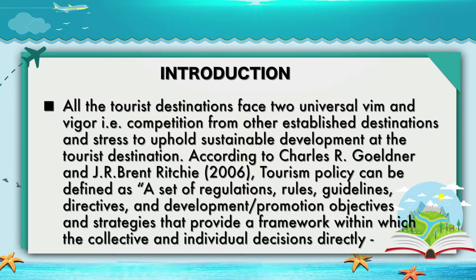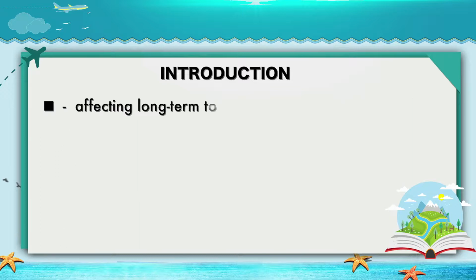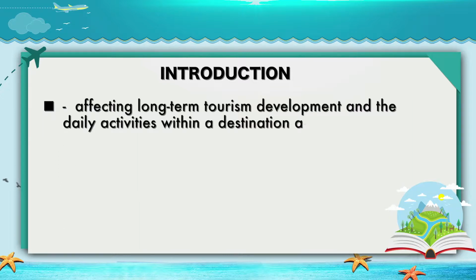According to authors Charles Gunn and Brent Ritchie, tourism policy can be defined as a set of regulations, rules, guidelines, directives, and development promotion objectives and strategies that provide a framework within which the collective and individual decisions directly affecting long-term tourism development and the daily activities within a destination are undertaken. In this light, dear learner, let's have a look at the National Tourism Policy 2002.